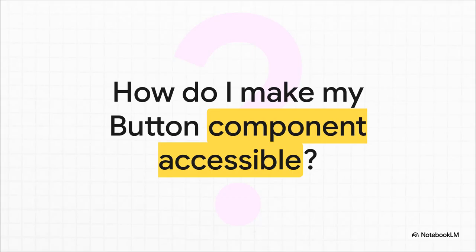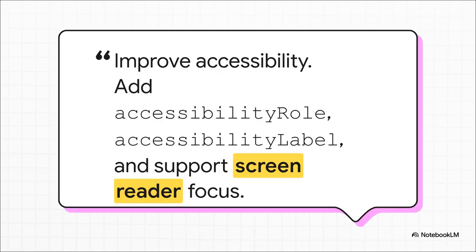Now for a feature that is, and I can't stress this enough, absolutely critical: accessibility. Making our apps usable for everyone isn't just a nice-to-have, it's non-negotiable. But knowing exactly which accessibility props to add and how to use them can be tricky, so let's ask our AI for some help. See that again?